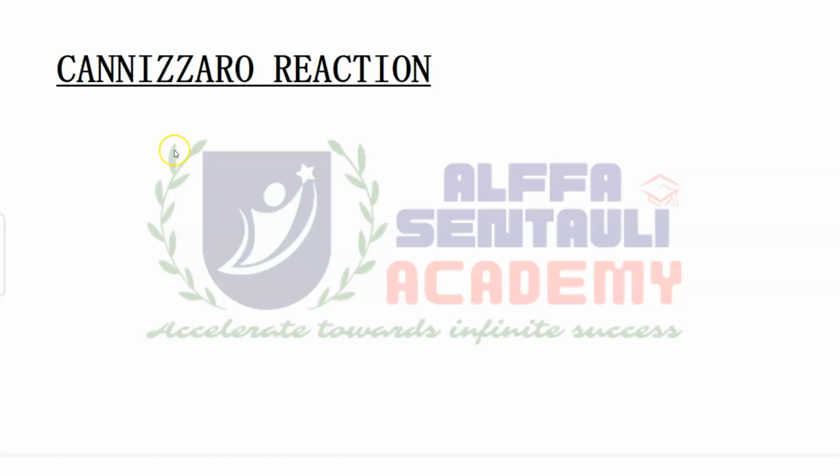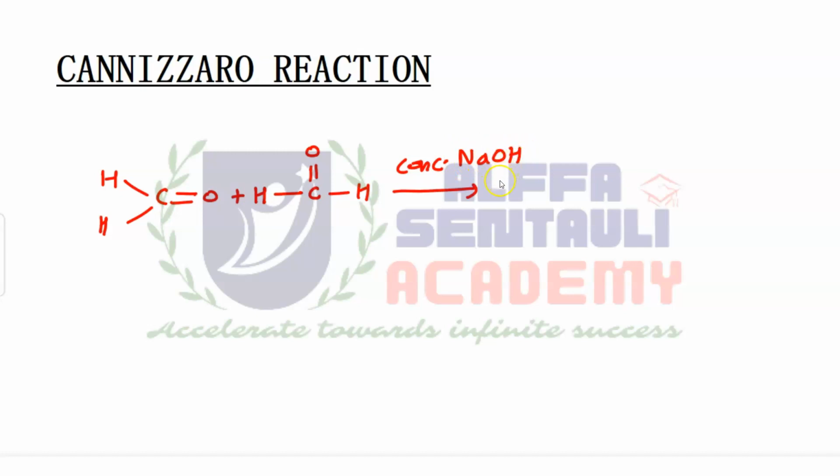I'll show you a very simple example. So what is happening in this case? Let's suppose we are taking a compound this way. We have already discussed formaldehyde. So let us take a compound like this. This is our formaldehyde, correct? Now let us take another molecule of formaldehyde in this way. And let us take what? Concentrated alkali. In the previous case, we were taking dilute NaOH. Now we are taking concentrated alkali.